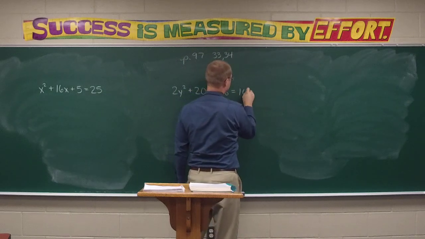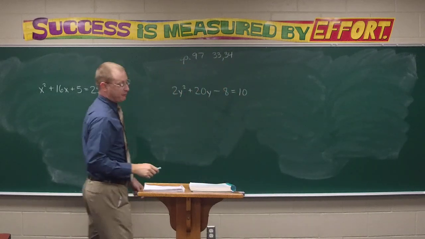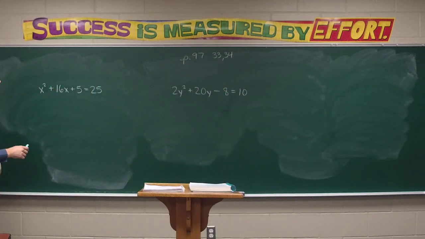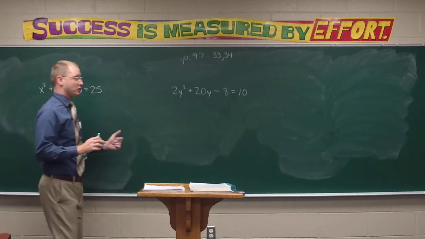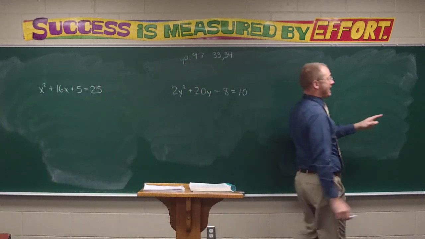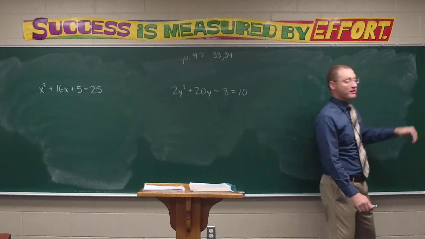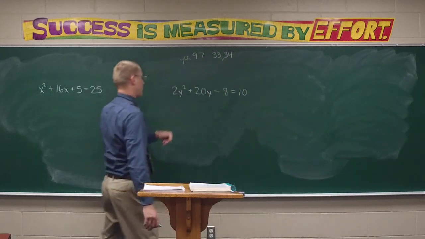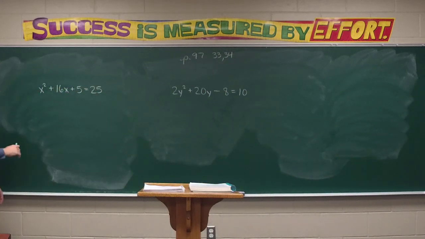Though on number 34, what are we going to have to do before we can do any of that? Divide by 2. You're going to have to divide the 2 out, because you can't have anything with your x squared, or in this case, your y squared. You've got to have a 1 leading the problem.